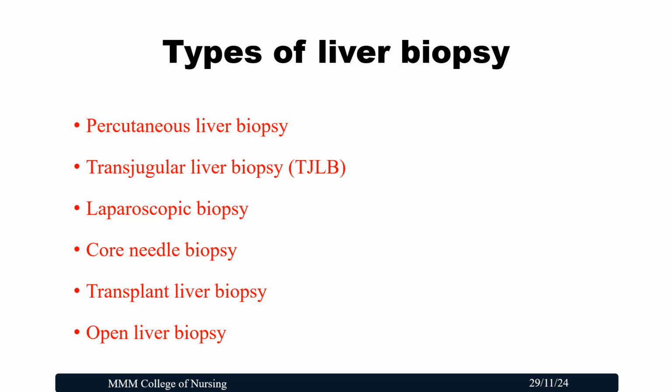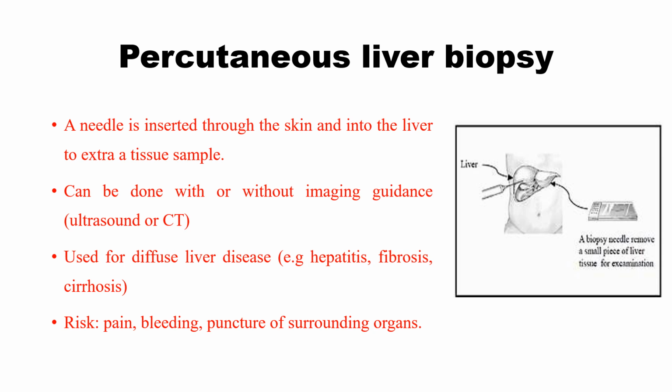Types of liver biopsy: percutaneous liver biopsy, transjugular liver biopsy, laparoscopic biopsy, fine needle aspiration, core needle biopsy, transplant liver biopsy, and open liver biopsy. The first one is the percutaneous liver biopsy. Here a needle is inserted through the skin and into the liver to extract the tissue sample, which can be done with or without imaging guidance like ultrasound or CT. This is used for diffuse liver disease, for example hepatitis, fibrosis, and cirrhosis.